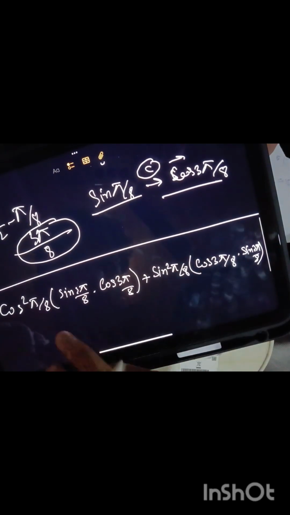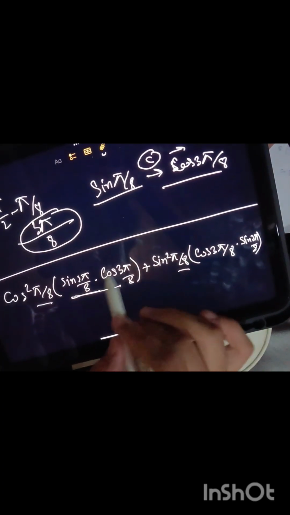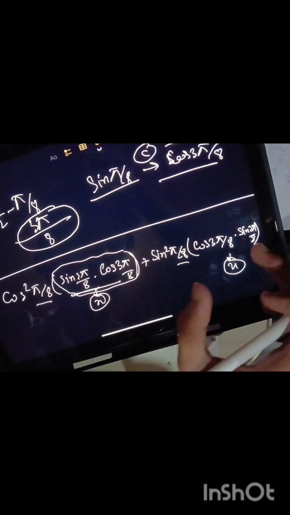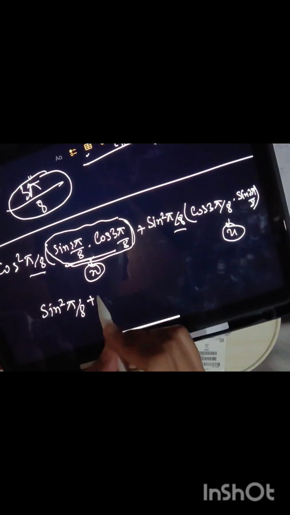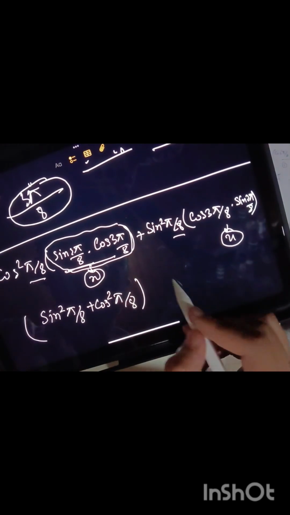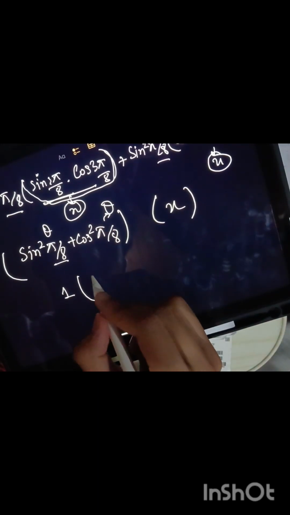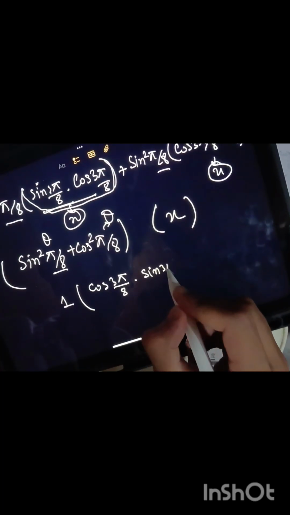Now you can see the angles are the same. If I assume this much as x, this will also become x, as both are the same. So I can write sine square pi by 8 plus cos square pi by 8, multiplied by x. Here x is nothing but this thing. This is theta and this is also theta, so sine square theta plus cos square theta is 1. This is the basic identity, you all should remember it. So now it can be written as cos 3 pi by 8 multiplied by sine 3 pi by 8.